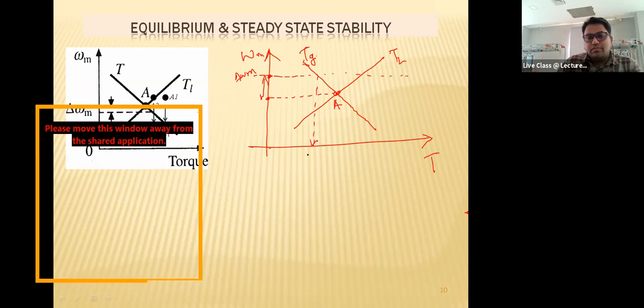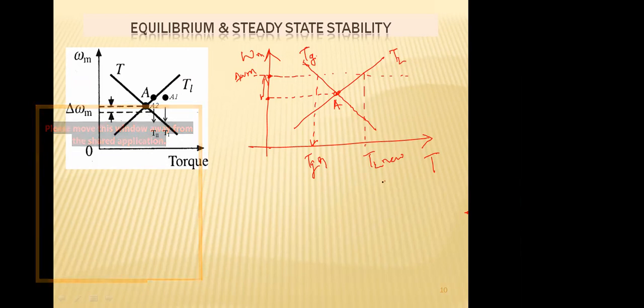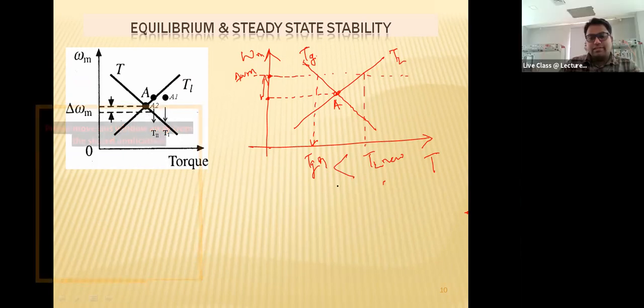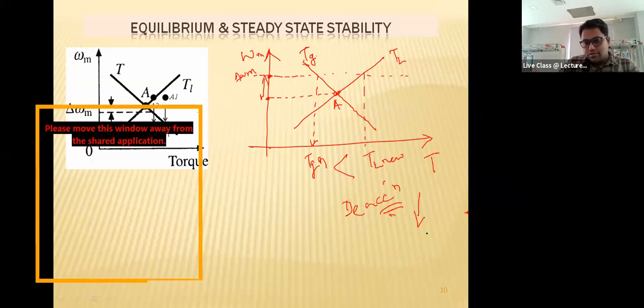This will be the value of Tg new, and this will be the value of TL new. Is it not so? Yes, sir. So which one is greater? TL is greater, so what will happen? Deceleration or acceleration? Load torque is greater, so deceleration. The speed will decrease, and it will try to go back to point A.